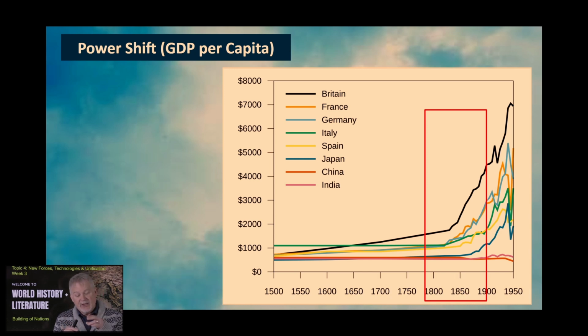You see those little ripples, the yellow, the green, the blue, and the orange, they start to rise up. But as of 1900, take a look at 1900. Look how much farther ahead Britain is compared to everybody else. You look at places like India and China, they're almost flat the entire time. They have had almost no growth, no expansion. So Britain really is top dog.